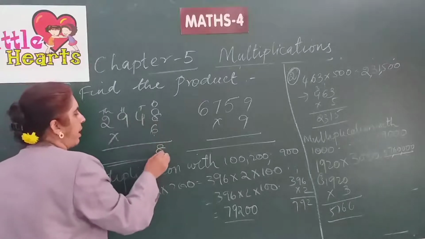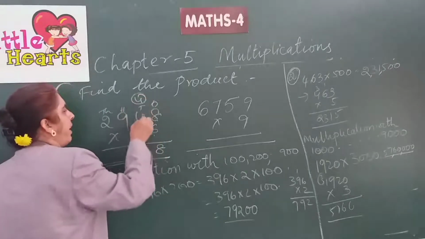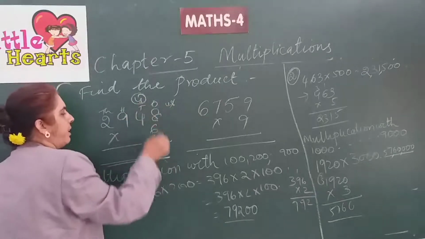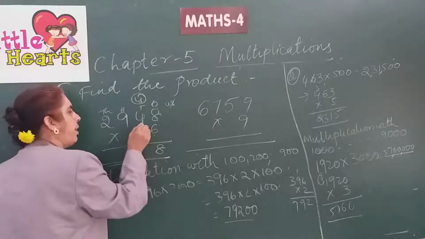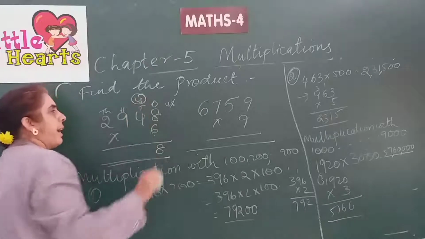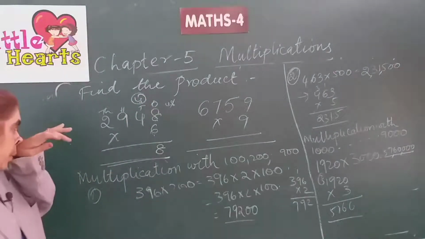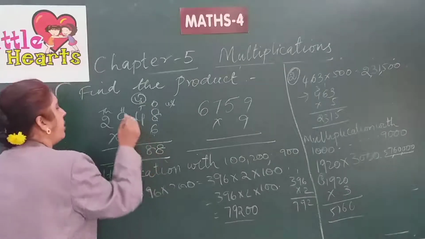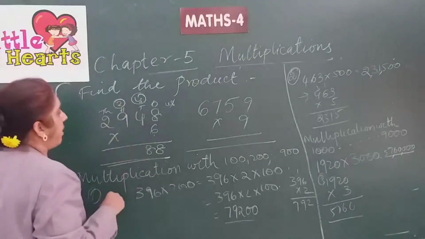6 8s are 48. Carry 4 to the tens. 4 in the tens, 8 in the ones. 6 4s are 24 plus 4. Carry over number should never be multiplied, it should be added. 6 4s are 24 plus 4, 28. Carry 2 to the hundreds.